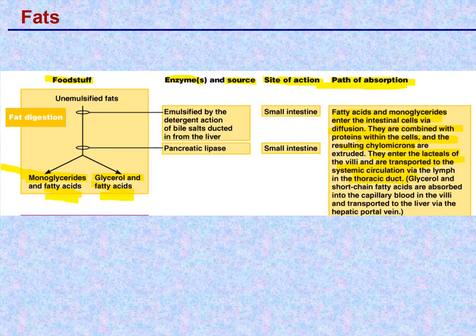Glycerol, unlike fatty acids and monoglycerides, glycerol and short-chain fatty acids, notice it's short fatty acids, the other one would be longer chain fatty acids. So glycerol and short fatty acids can be absorbed right into the capillary blood in the villi, just like the monosaccharides from polysaccharides and the amino acids from protein. And they get transported through that blood first back to the liver along with all the venous return from the abdominal organs, and they enter into the liver via the hepatic portal vein.